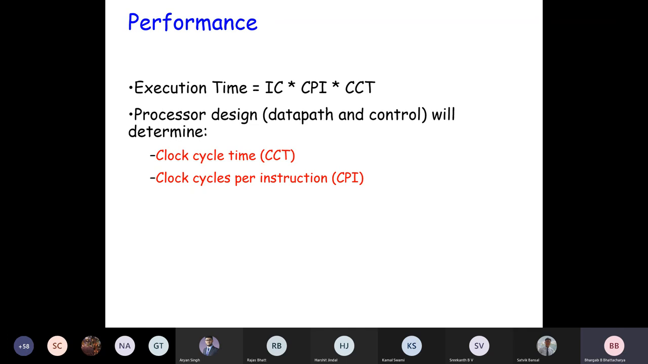So execution time, this is our familiar equation. We have seen this equation many times. We have clock cycle time and clock cycles per instruction. So if I do everything in a single cycle, what would be the value of CPI?